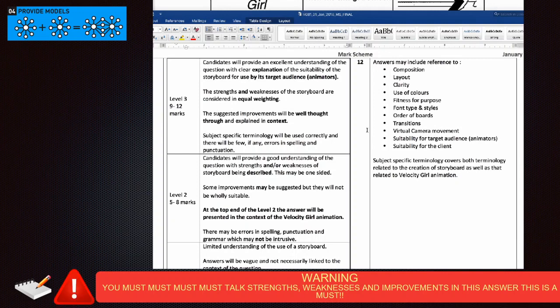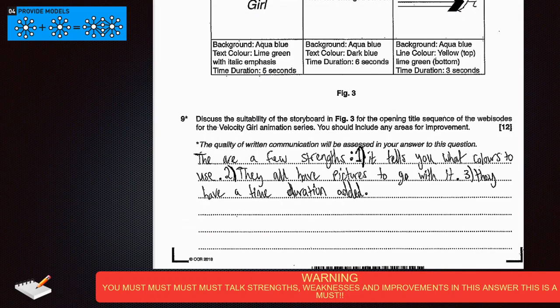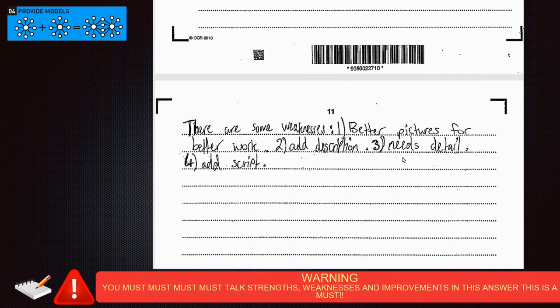So the first thing to do when marking this is: what level does it fit in? Level 1, level 2, level 3. Answers may include reference to composition, layout, clarity, use of colours, etc. So let's read this candidate's response and see what they have said. There are a few strengths. It tells you what colours to use, and they have pictures to go with it. They have a time duration added. There are some weaknesses: better pictures for better work, add description, needs detail, add script.